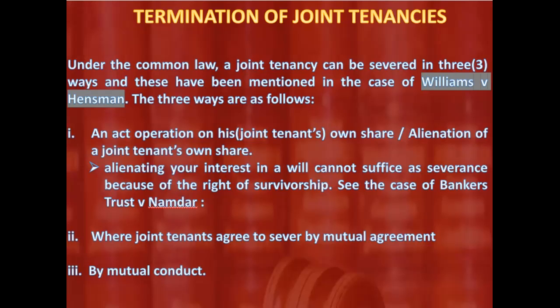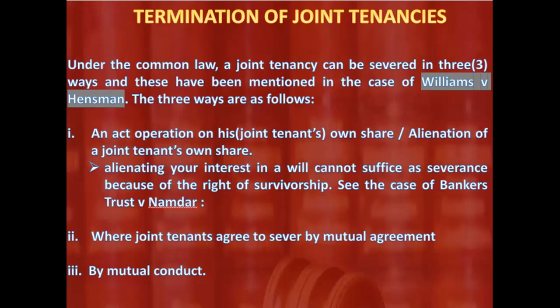And they are: one, an act of operation on his own share, or what we can describe as an act of alienation of a joint tenant's own share. Number two, where joint tenants agree to sever their interest by mutual agreement. And number three, by mutual conduct. These are the three ways mentioned in 1861, in the case of Williams versus Hensman.